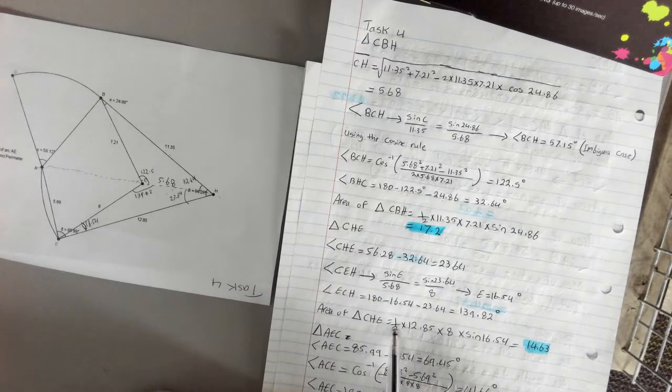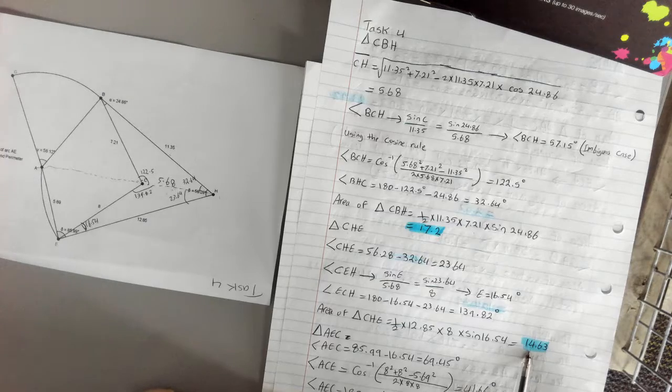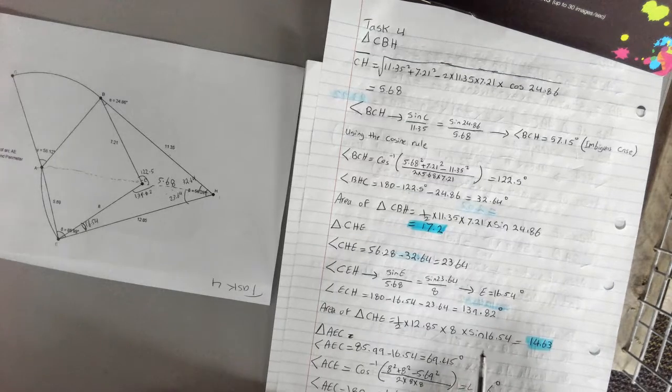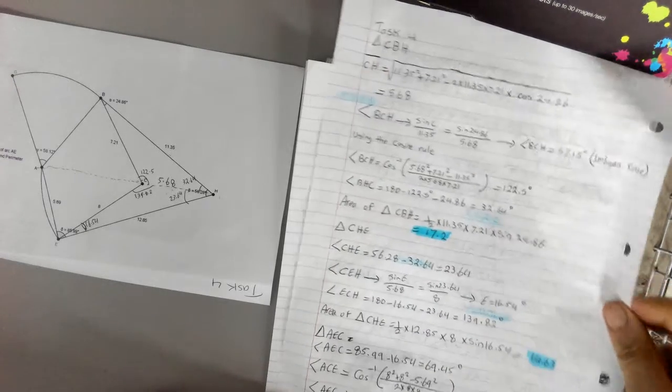Next step, calculating the area of this triangle here. I've used half times 12.85 times 8 times sine 16.54, and the answer was 14.64. I'm highlighting those answers just to remember that I need to add them right at the end to find the total area of the shape.